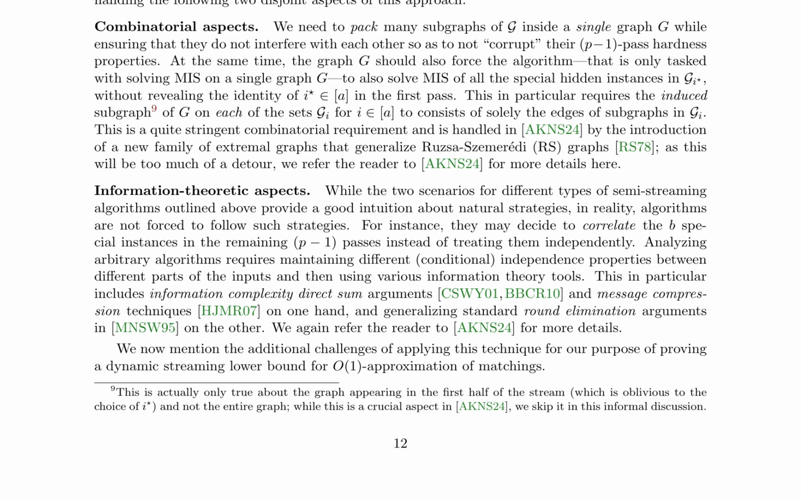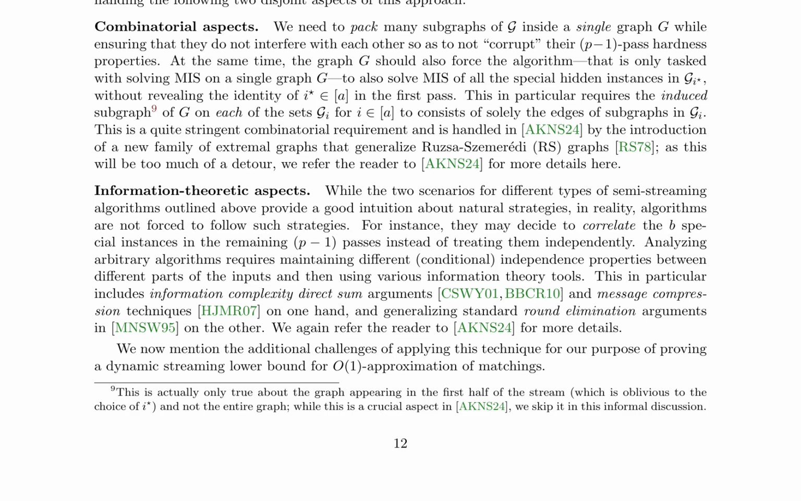By working out the right parameters and using existing lower bounds, the authors establish an Omega(log n) pass lower bound for semistreaming algorithms. The paper also highlights the challenges in formalizing this idea, including combinatorial aspects such as packing many subgraphs of G inside a single graph G while ensuring they do not interfere with each other, and information theoretic aspects such as analyzing arbitrary algorithms and maintaining different conditional independence properties between different parts of the inputs. The authors refer to their full paper for more details on these aspects.